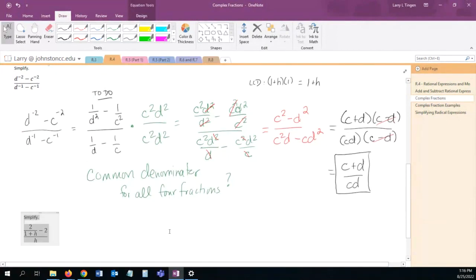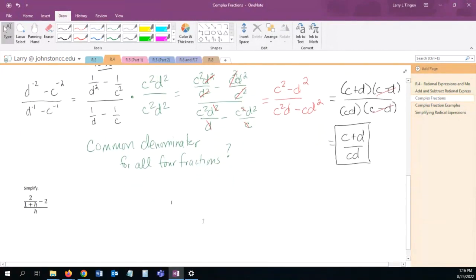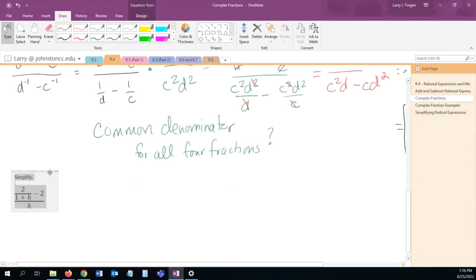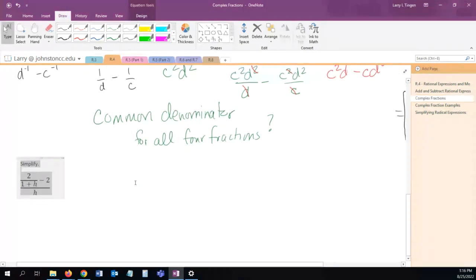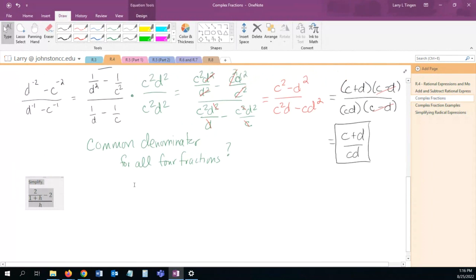And let's get this last one out of the way. So I have, and if this is too small, tell me. Pop that out so you can see. I have another complex fraction. That 2 has 1 plus h in the denominator, and then all of that is minus 2, then the whole thing is divided by h.